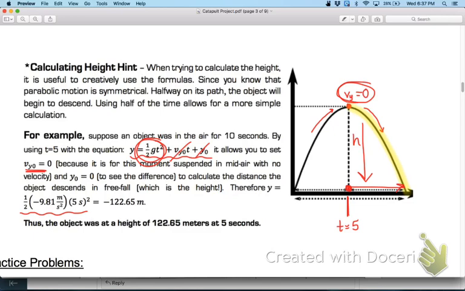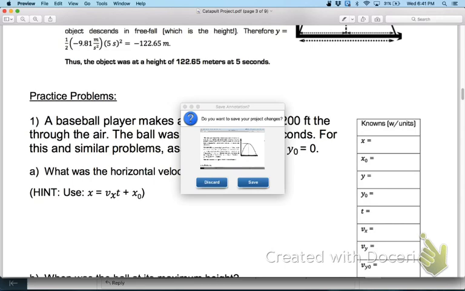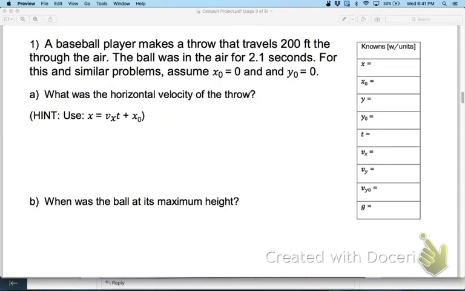So let's look at our first example. Here we go. A baseball player makes a throw that travels 200 feet through the air. The ball was in the air for 2.1 seconds. For this and similar problems, assume that the initial position horizontally is 0 and the initial position vertically is 0. So what was the horizontal velocity of the throw?